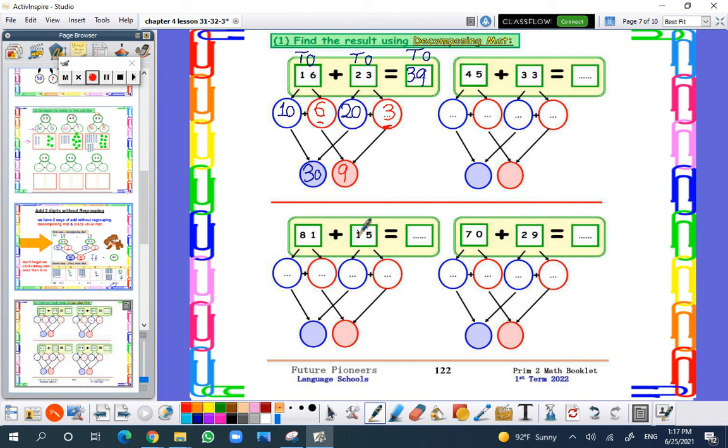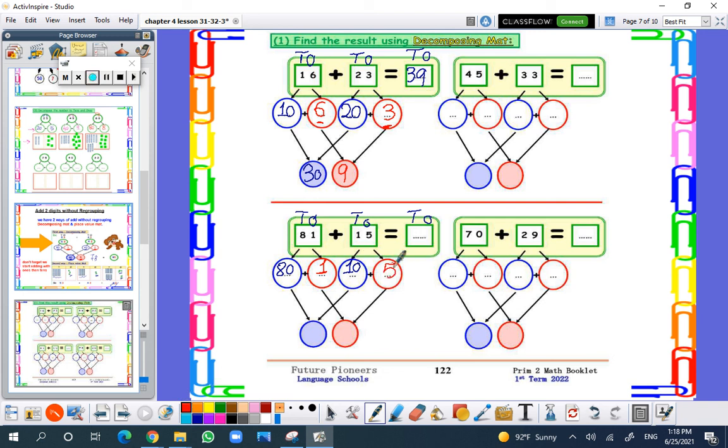So what is the first step? As usual, I'm going to write T-O. Let's decompose the number by decomposing math. 81: I'm going to write 8 on the tens, so it will be 80. And what about the 1 in the ones? It will be 1 as it is. Now let's decompose 15. So 1 on the tens will be 10. And what about the 5? It will be 5 as it is.